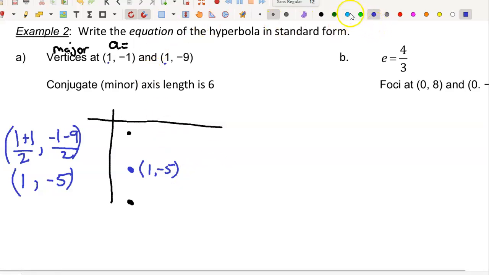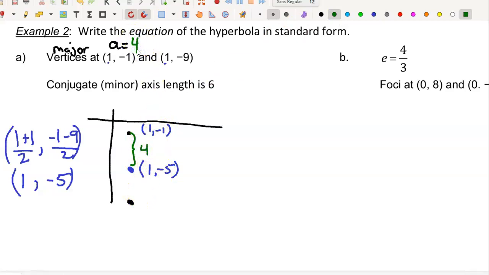And we know that this length right here, right, that's A. So how far is it from here to here? Remember, this is 1, -1. So how far apart are these two? If you needed to, you could use distance formula, but my hope is that you can figure out how far -1 is from -5 without it. Yeah, just 4. So now we know A is equal to 4.